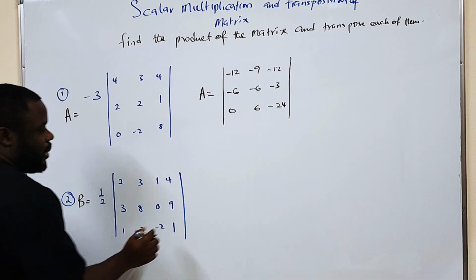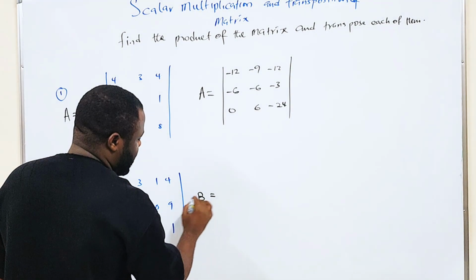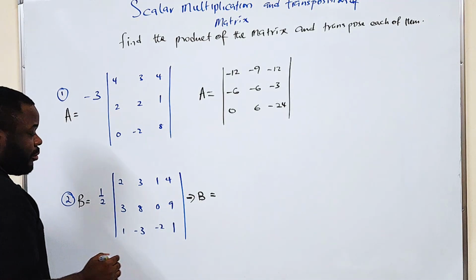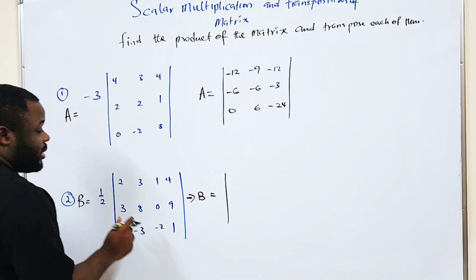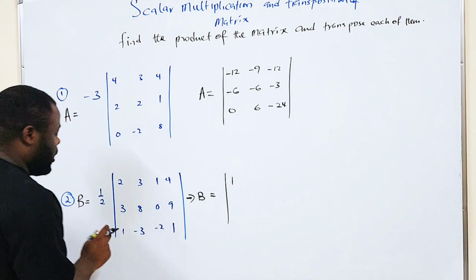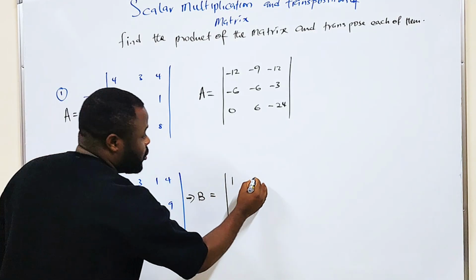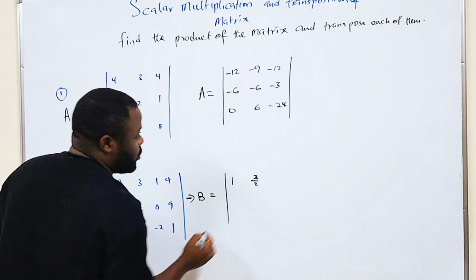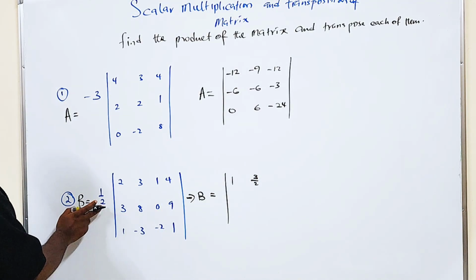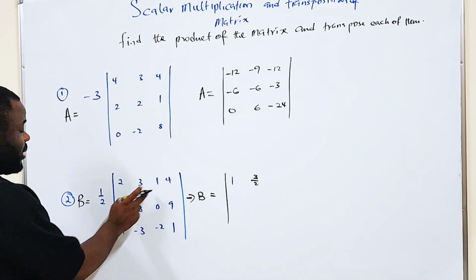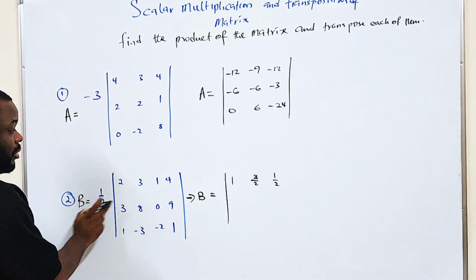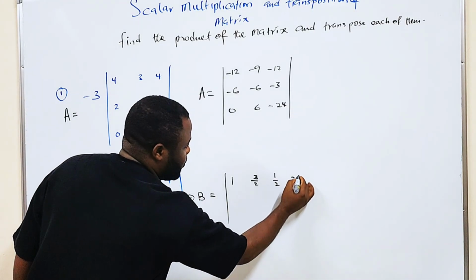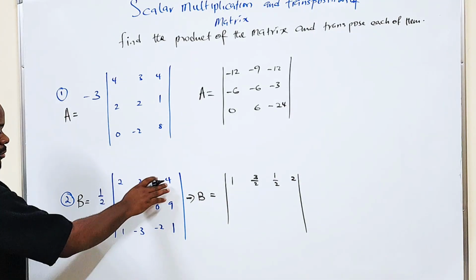So let's talk about B. Half multiplied by 2 is going to give us 1. Half multiplied by 3 is going to give us 3 out of 2. Half multiplied by 1 is going to give us half. Then half multiplied by 4 is going to give us 2. All right, so this is a 3 by 4 matrix.